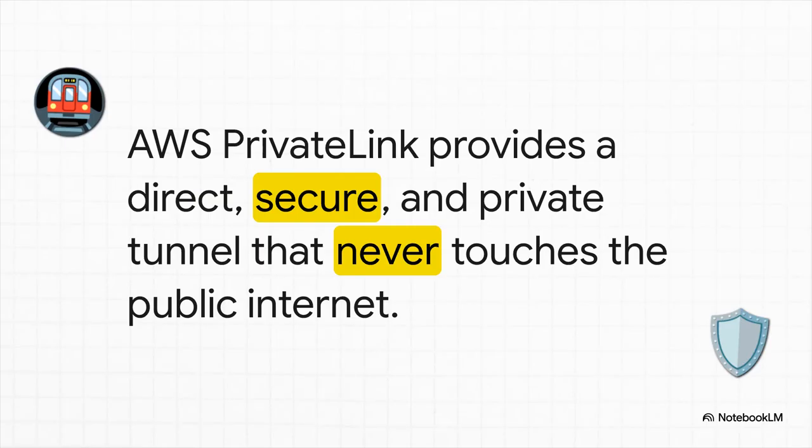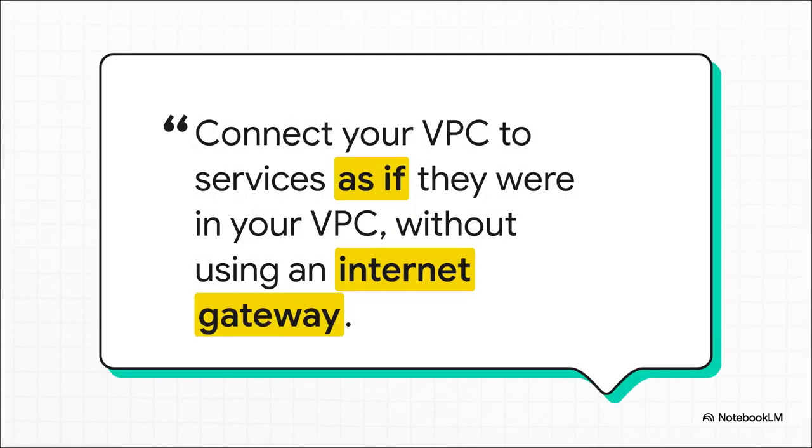Think of PrivateLink like this. It allows you to create a completely private and secure connection, a virtual tunnel from your VPC directly to the AWS services you need. And the most important part? That tunnel and all the traffic inside it never, ever touches the public internet. You know, the AWS documentation puts it perfectly. With PrivateLink, you connect to AWS services as if they were in your VPC. That's an incredibly powerful idea. It's like bringing the service right inside your own fortress walls, no internet gateway needed.